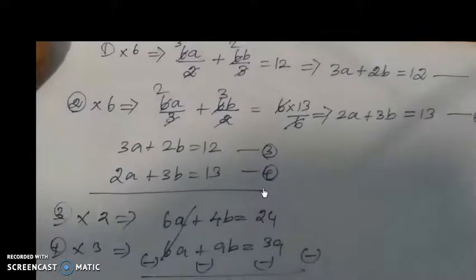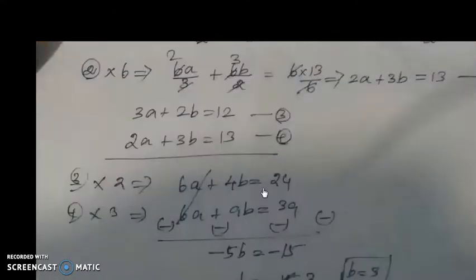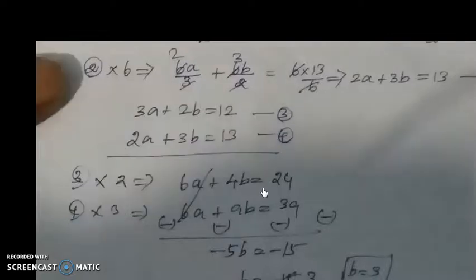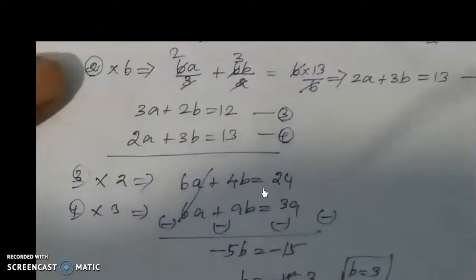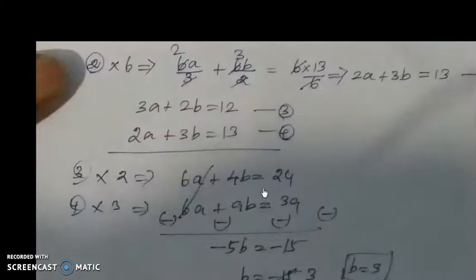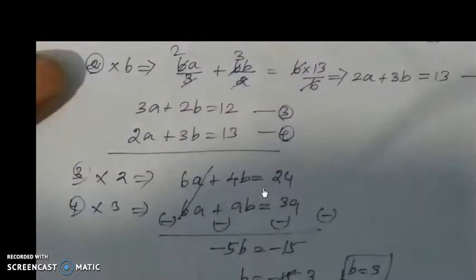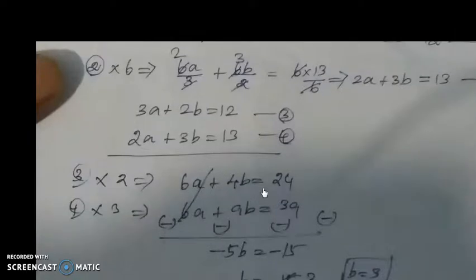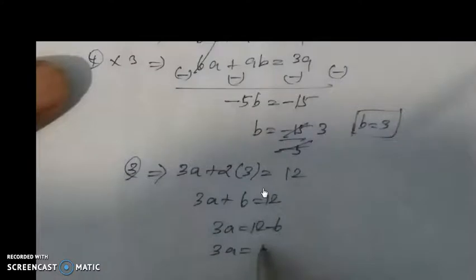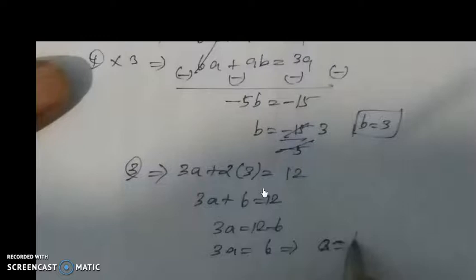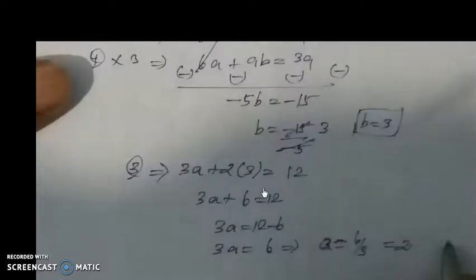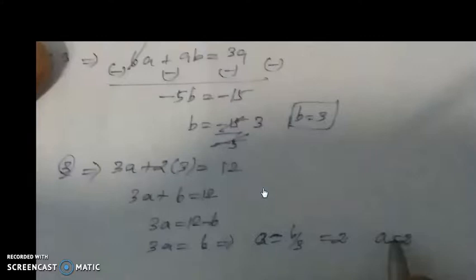So next we are going to find the value of a. Therefore substitute in any one of the equations. Now I am going to take equation number 3. So 3a plus 2 into the value of b, which is 3, equal to 12. So 3a plus 6 equal to 12. So 3a equal to 12 minus 6, which is 6, which implies a equal to 6 by 3, equal to 2. So the value of a is nothing but 2.